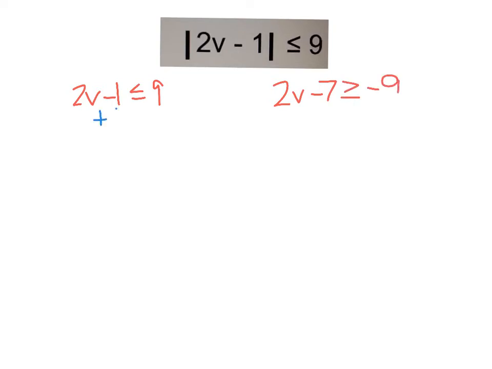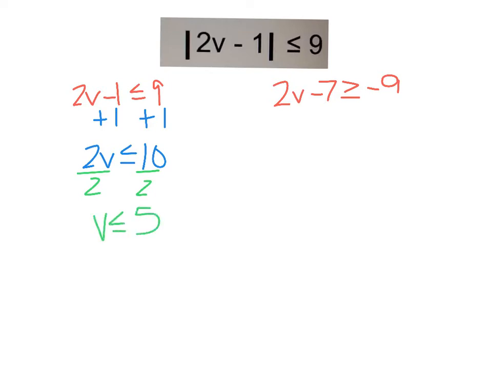Same steps to solve. In this one, our variable is being multiplied by 2 and subtracted by 1, so we're adding 1 on both sides, giving us 2v is less than or equal to 10, and now it's being multiplied by 2, so we divide by 2, so v is less than or equal to 5.